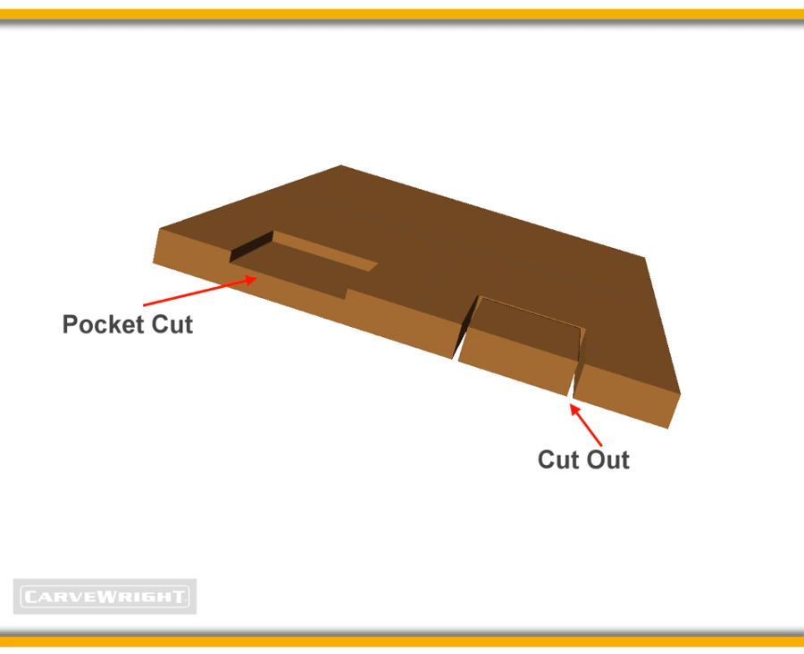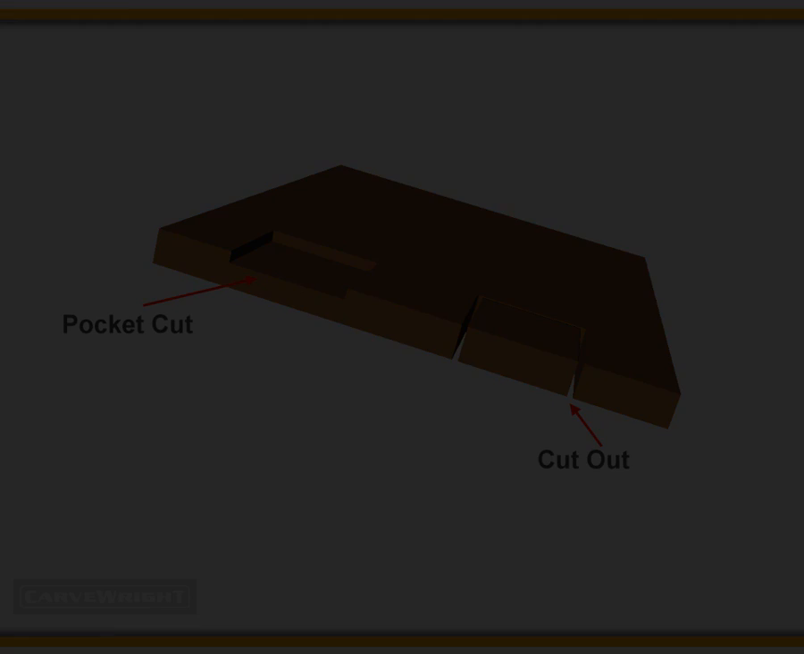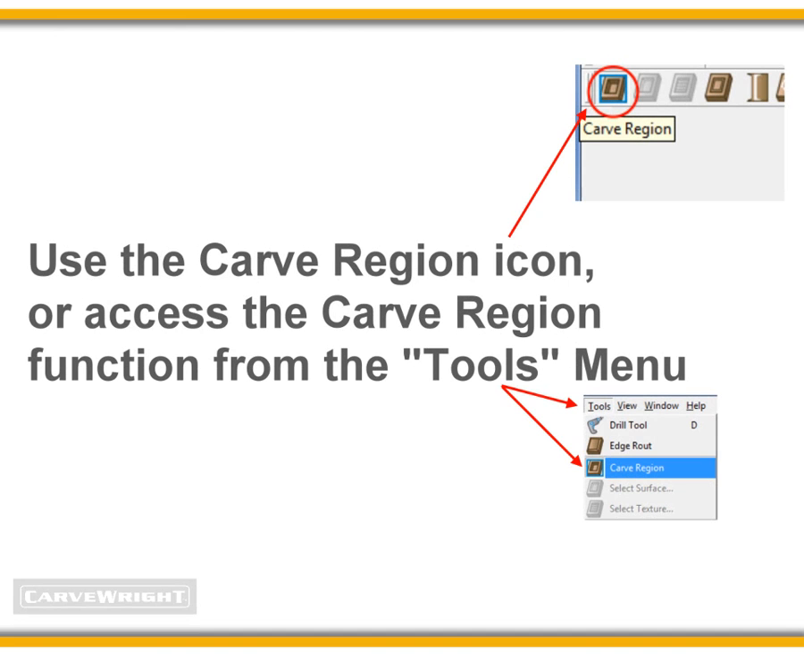The CarveWright Designer software does not have a specific tool labeled Pocket Cut, but it does have a feature called the Carve Region tool. By using the Carve Region tool, this is the simplest form of a pocket cut. You can apply a carve region to any closed shape you draw yourself, or you can even make a pattern itself into a carve region. So I'll begin by showing you a few examples of creating simple pocket cuts using the Carve Region tool.